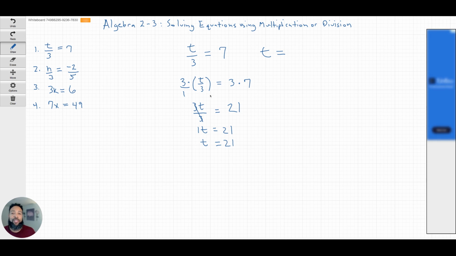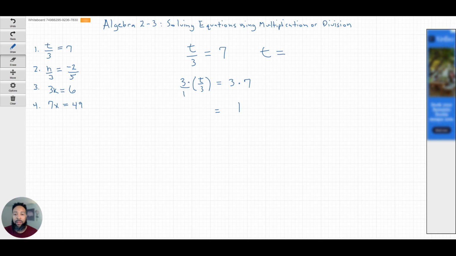So this is a situation where the variable is being divided by a number. In order to get rid of it, we multiply in order to get the answer. So I hope that helps. We'll continue to do more, so let's do another one. Give me a second here as I erase.